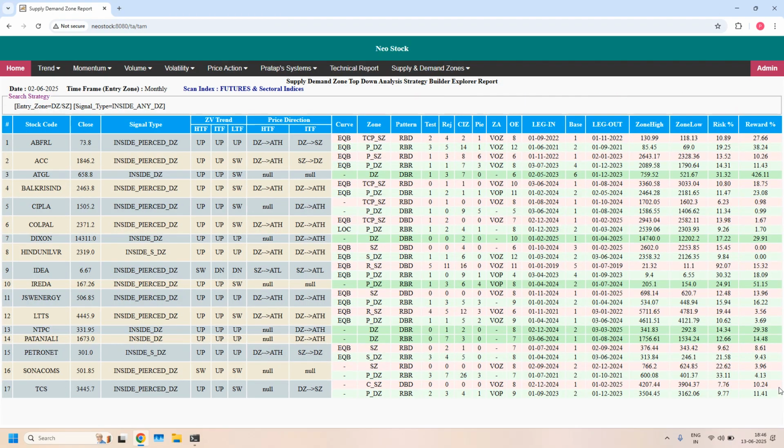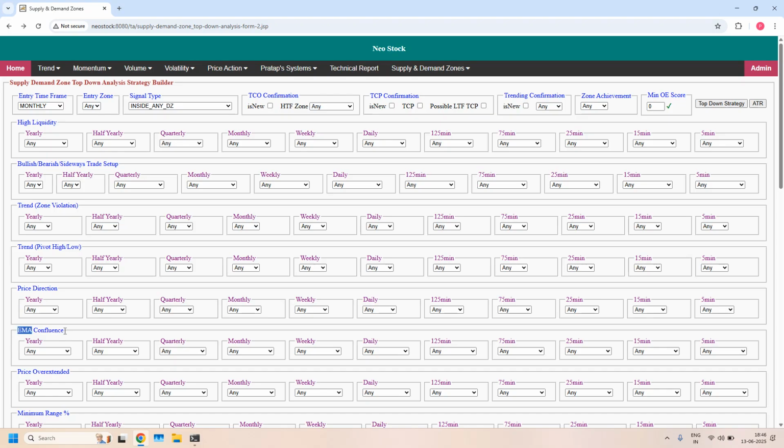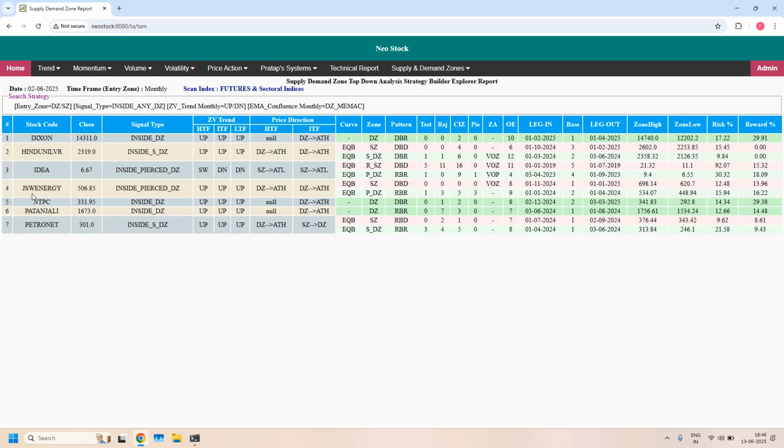We got 17 stocks. We can further filter this list based on monthly demand zone having monthly EMA confluence, and also trend on the monthly up or down, but not sideways. So we got 7 stocks.